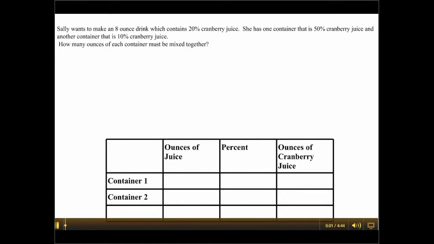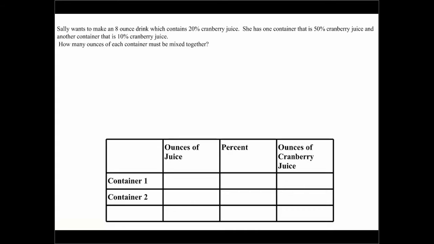Sally wants to make an 8-ounce drink which contains 20% cranberry juice. She has one container that contains 50% cranberry juice, and the other container contains juice that's 10% cranberry juice. So how many ounces of each of these containers must be mixed together so that she does end up with an 8-ounce drink which contains 20% cranberry juice?